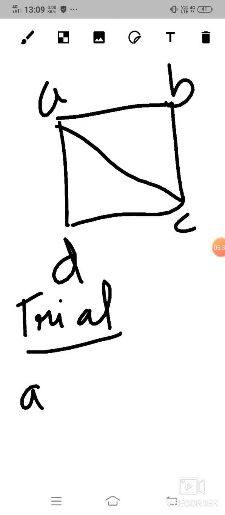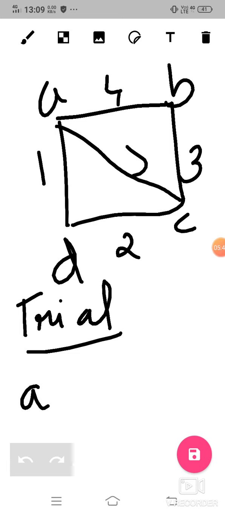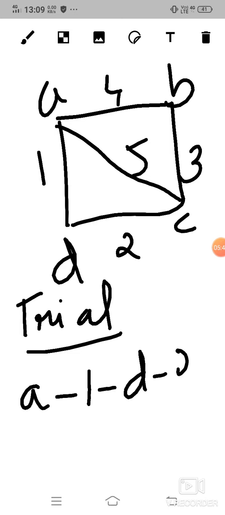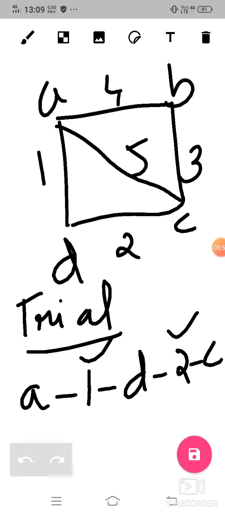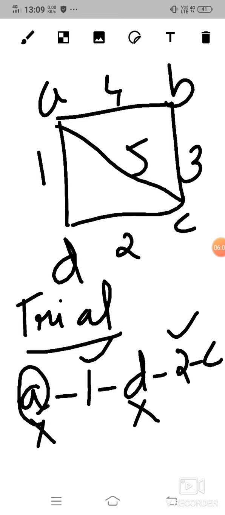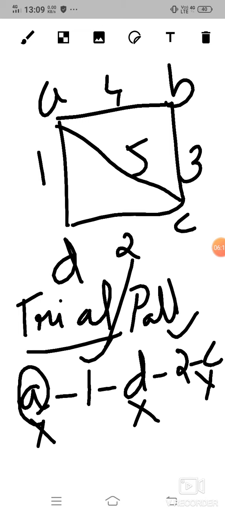So consider A. Let us name the lines here 1, 2, 3, 4, 5. For example, if I consider A, 1, D, 2, C. Trial means all the lines are distinct. Just to see here, lines 1 and 2, there is no repetition of lines, so therefore this is a trial. Now what is a path? All the vertices are distinct. Here the vertices A, D, C are all distinct. So therefore this is an example for a trial, and this is also an example for a path.